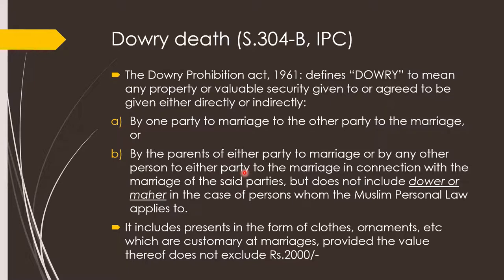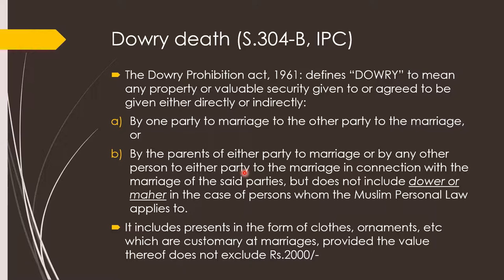Another important topic for discussion is dowry death, explained in section 304B IPC. So according to the Dowry Prohibition Act passed in 1961, dowry means any property or valuable security given to or agreed to be given either directly or indirectly by one party to marriage to the other party to marriage, or by the parents of either party to marriage, or by another person to either party to the marriage in connection with the marriage of the said parties, but does not include mahar in the case of persons whose Muslim personal law applies to. So in the definition of dowry, it does not include mahar.